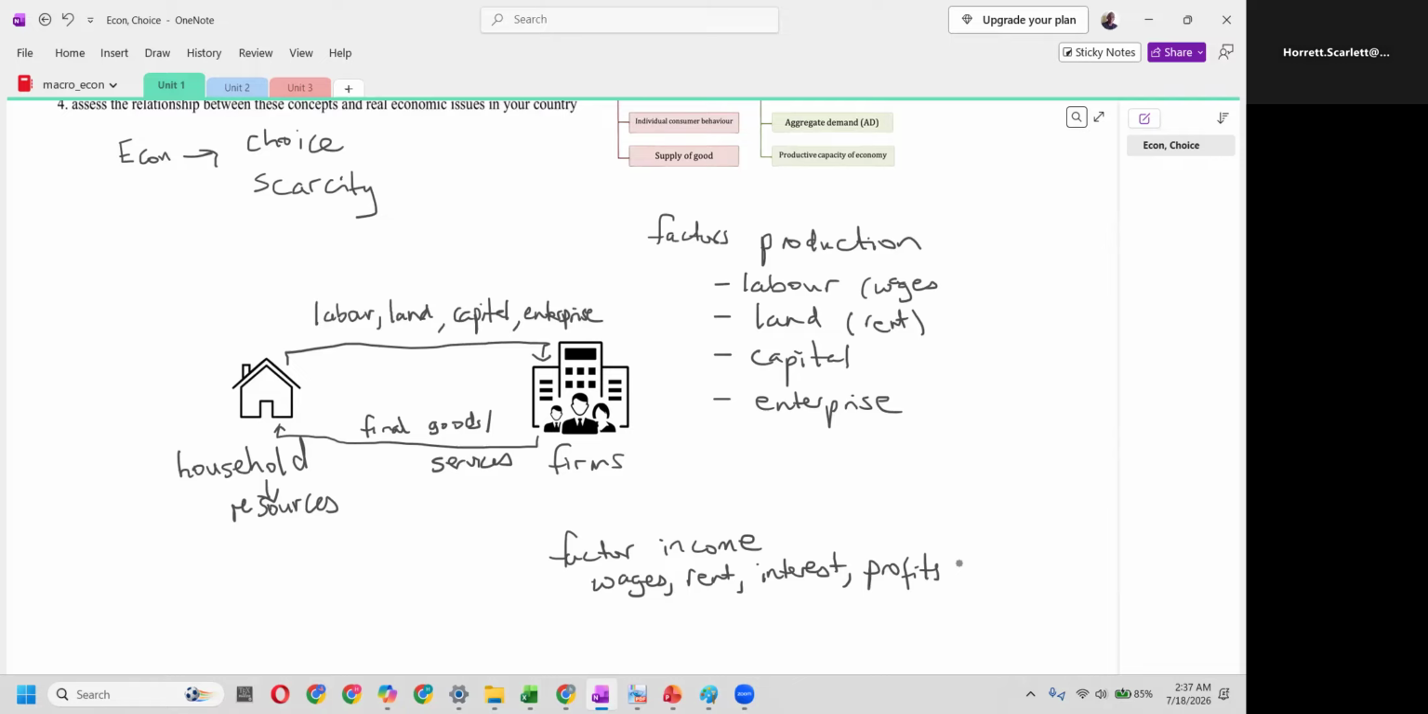That's my income. Then we also have capital. And when we speak about capital, we're really talking about the machinery that is going to be used.